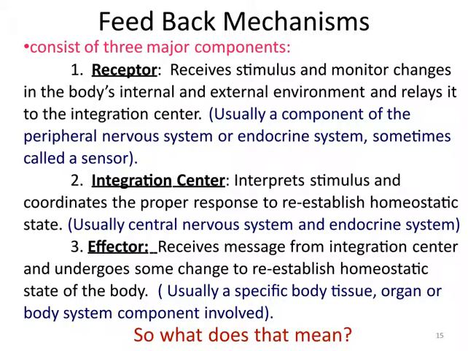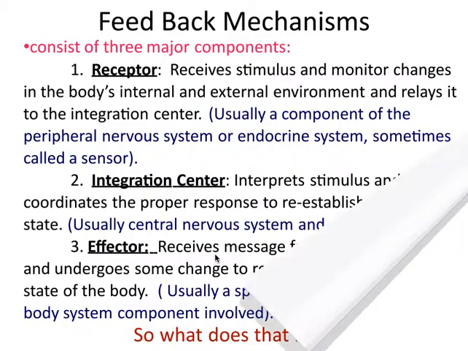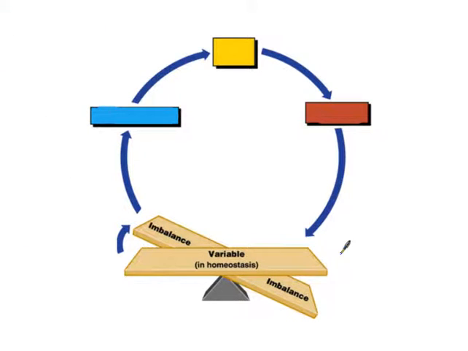Let's take a look using a diagram at what each one of these things might look like in an example. All right, so we have a diagram here that shows balance to begin with. And let's go ahead and label on the diagram the three parts of our feedback mechanism. Right here we have our receptor.